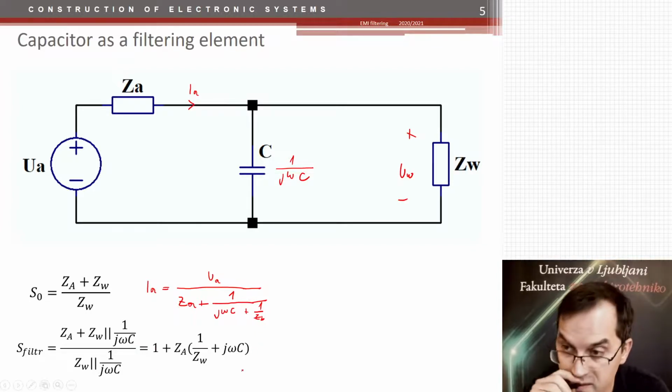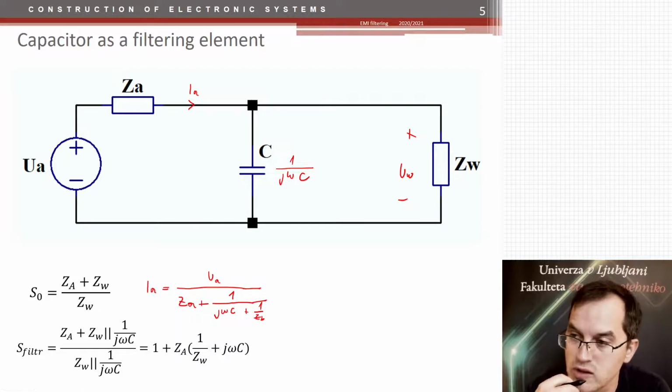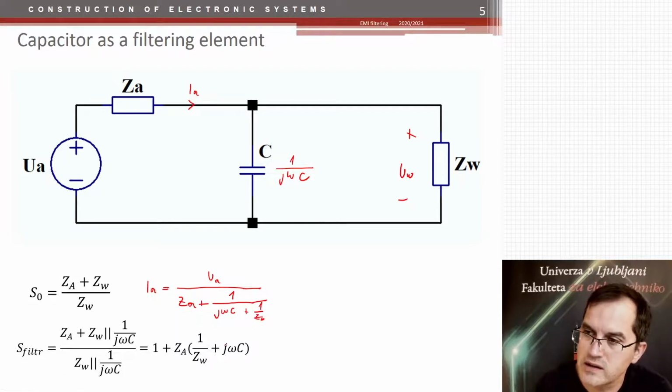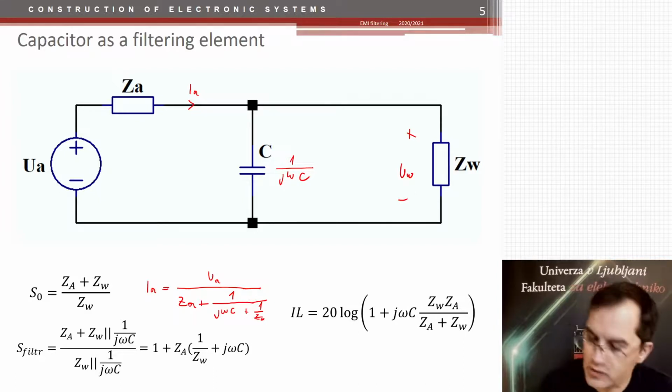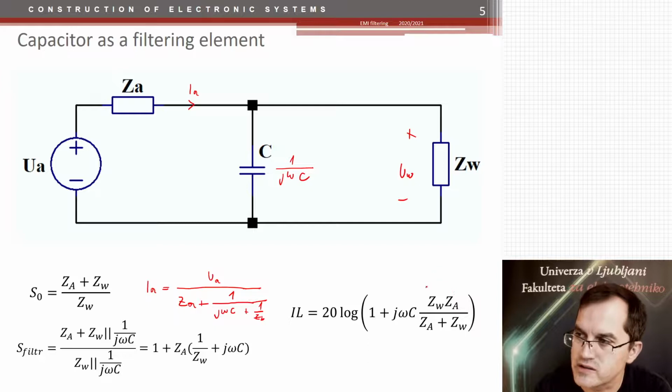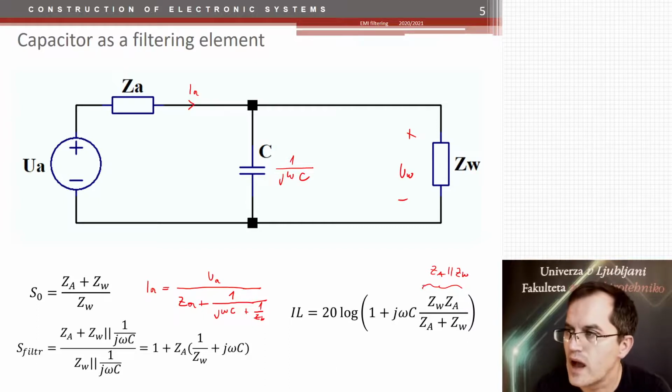Now the filtering attenuation gets higher at high frequencies, as you see here, the omega is here. Okay, now we can calculate the insertion loss again by dividing the S filtering over the S0, and we get this. So here we have a parallel connection of load and aggressor impedance. So this is the aggressor parallel the victim and j omega C.